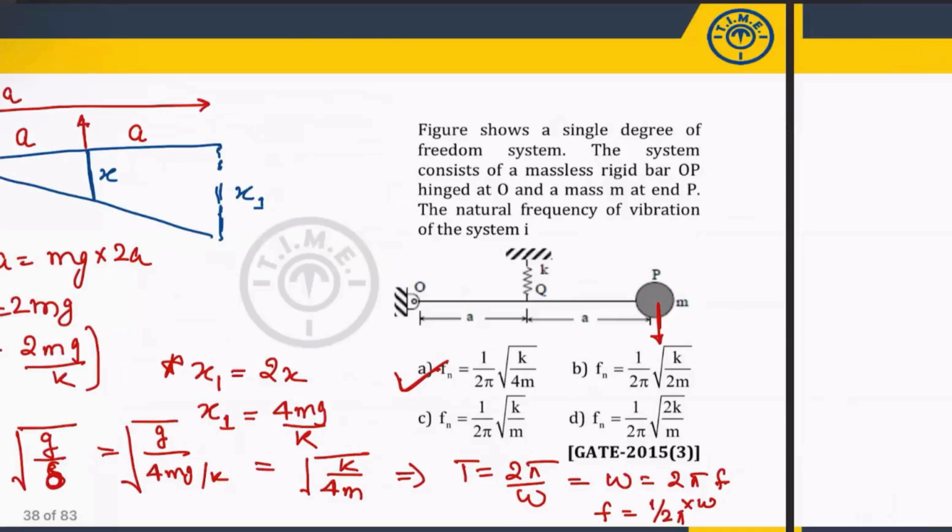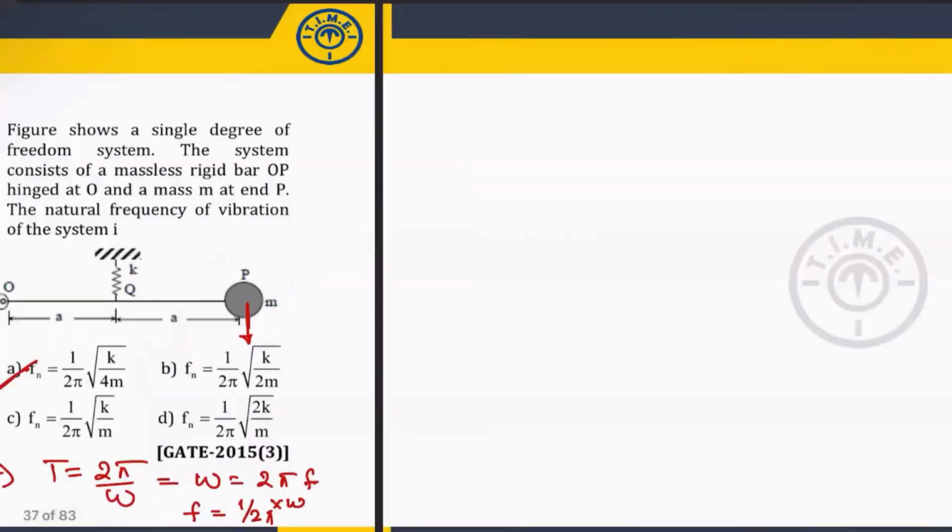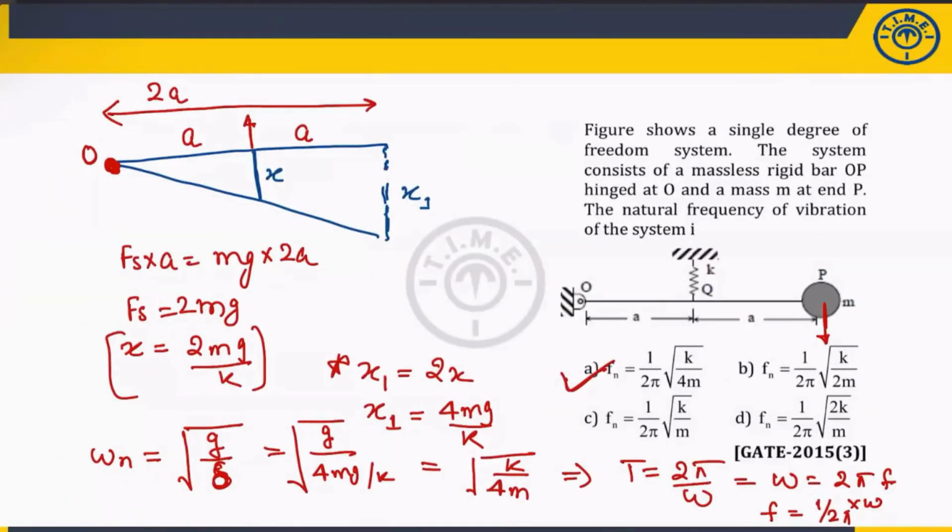Excuse me, sir. Yeah, tell me. Sir, in this type of question, instead of a massless rigid body, if they give mass, then what do I have to add, the mass of this circle and rod? If the mass is given, you have to take the moment.